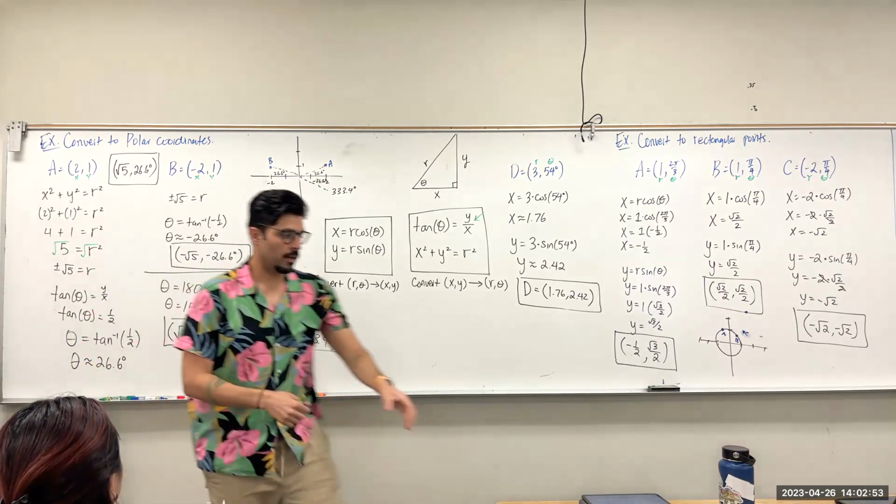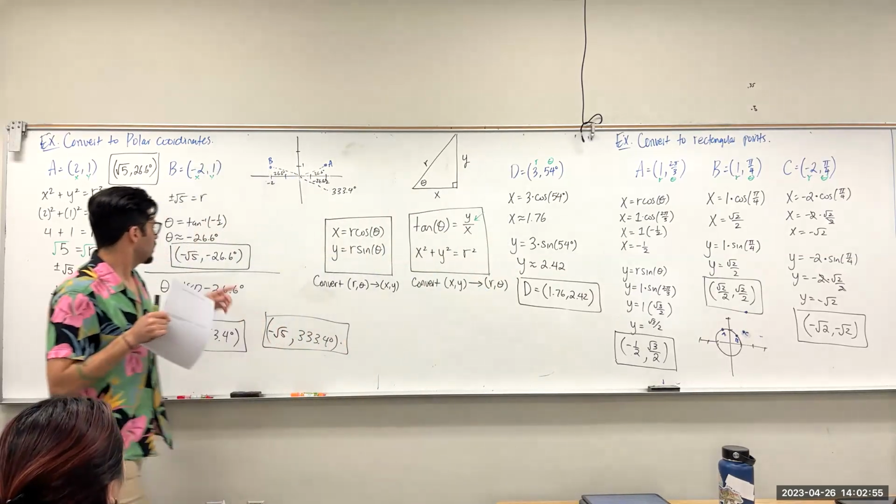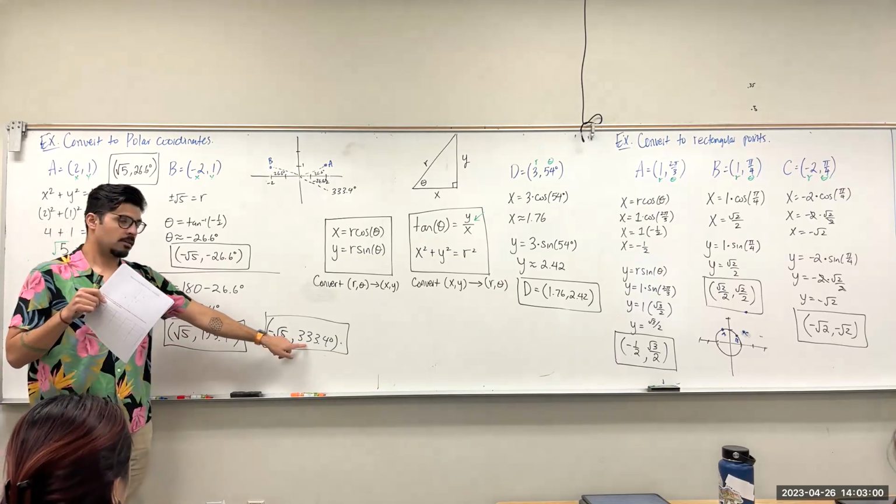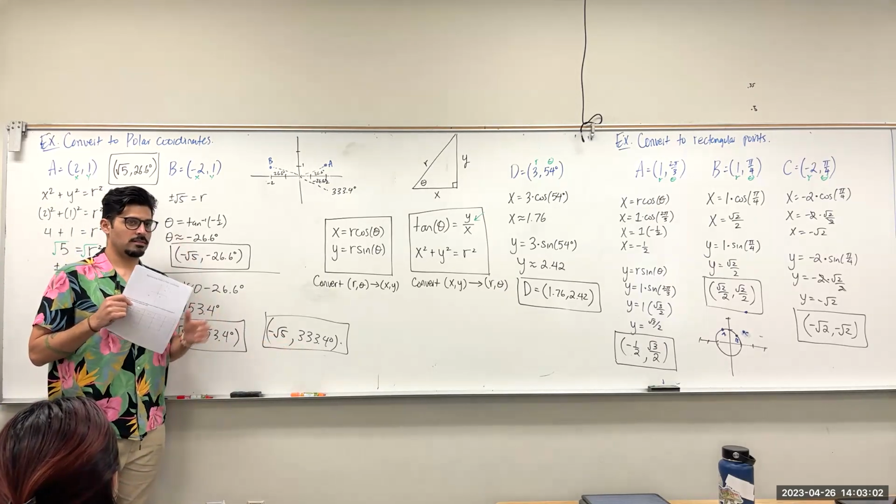Yeah, it's kind of like the sheet that I gave you guys. Right? Here, both of these are negative. Here, both of these are positive. Here, R is negative and theta... So there's still one more.